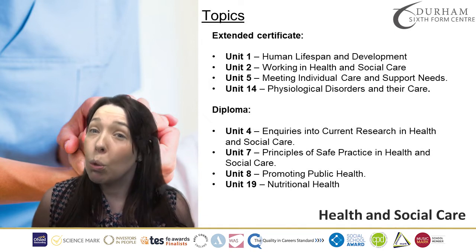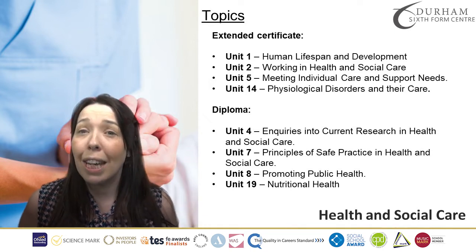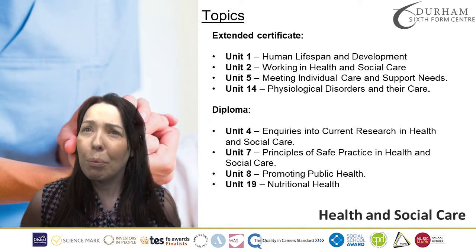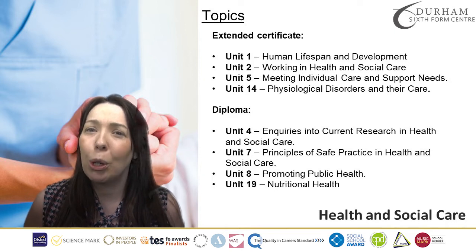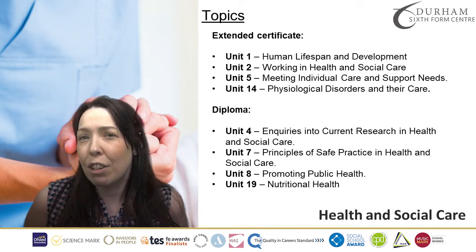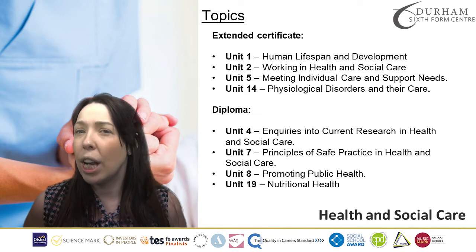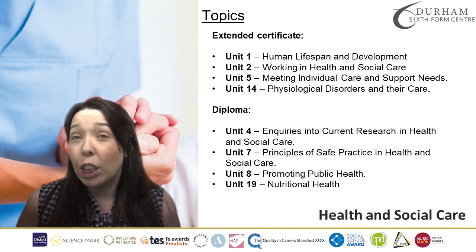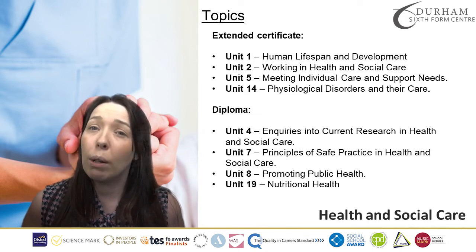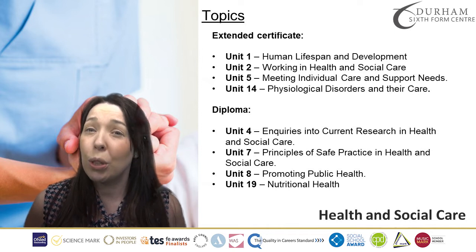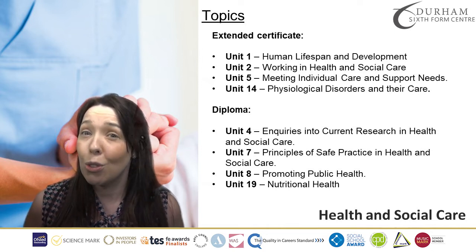We also do 2 coursework units as part of the Extended Certificate, and that's Unit 5 and 14. Unit 5 is meeting individual needs, so we look at individuals who maybe have different needs due to illness, genetic conditions, maybe it's age or life stage, and we look at what support we can put in place to ensure these individuals are treated fairly and aren't discriminated against.